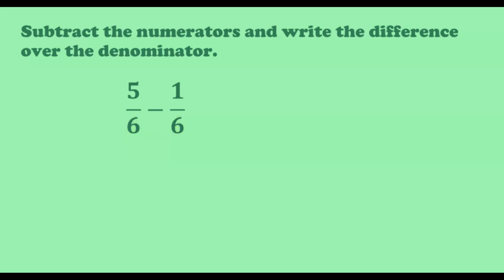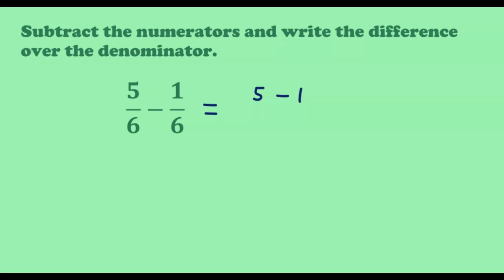So what do we do? We need to, first of all, subtract the numerators. Now, what are the numerators? They are the numbers on top. So for the first fraction, 5 over 6, the number on top is 5, so the numerator is 5. And for the second fraction, 1 over 6, the number on top is 1, and so the numerator is 1. So what we need to do is subtract the numerators. So let's do that. We subtract the numerators, 5 minus 1.